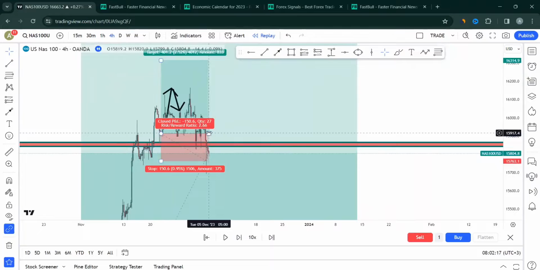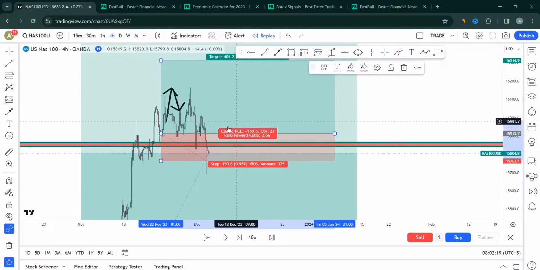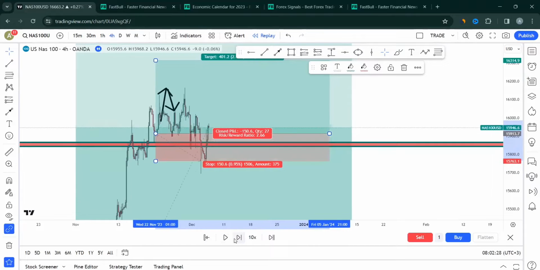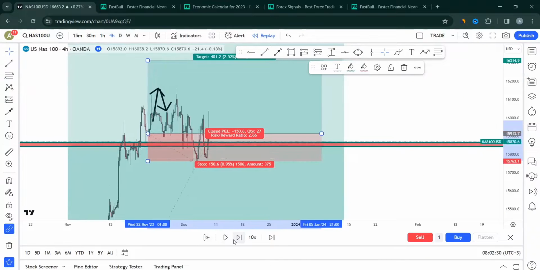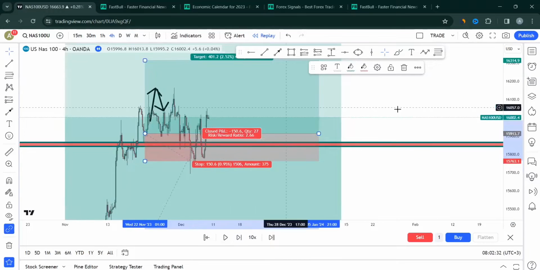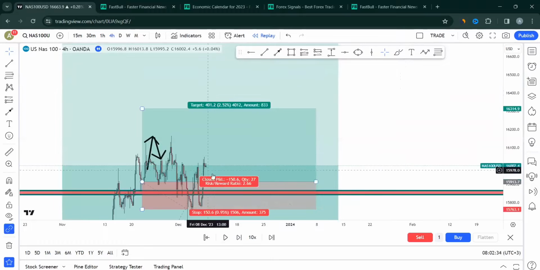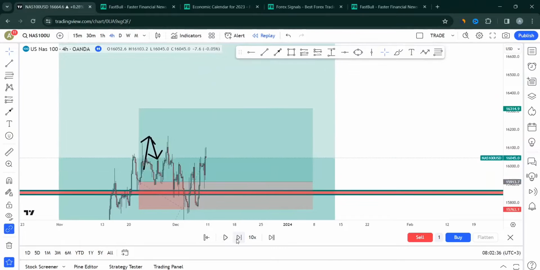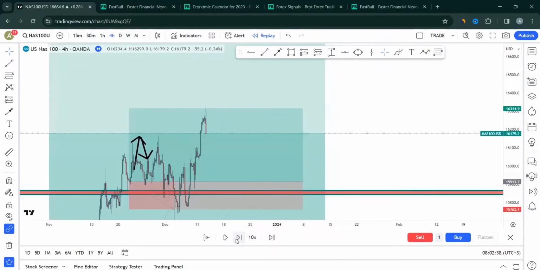But then again, I took my entry using the same rules. You can see the market here was trending downwards, making lower lows, lower highs, lower lows. So you use the same rules again. When the market reacts and breaks the last lower high, then you can take your trade, right? So above here is when I took the current trade that is running. You can just check again, just for the purposes of saving time. I'm not going to go through that.